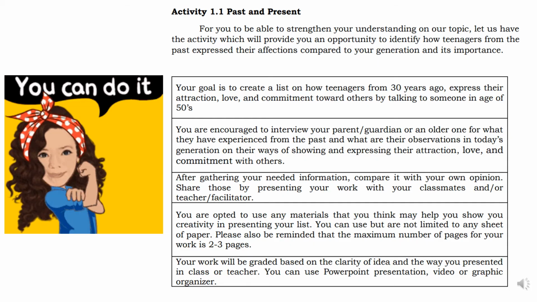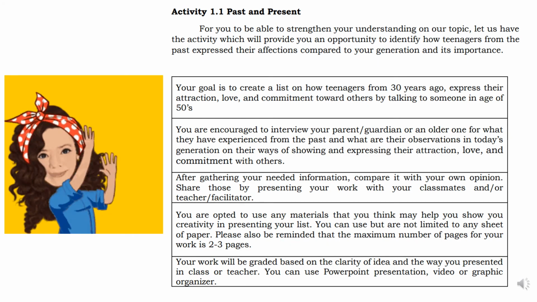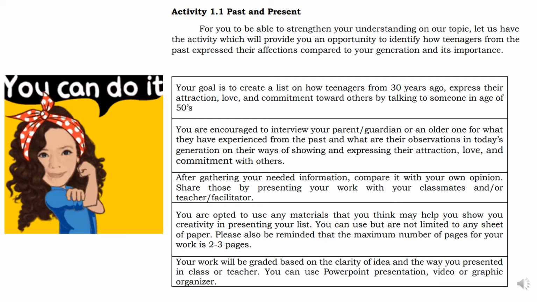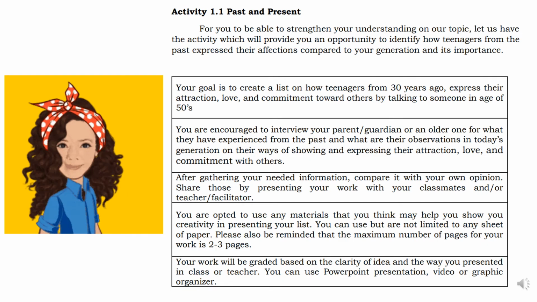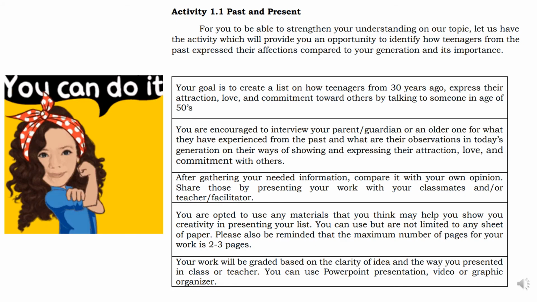Your goal is to create a list of how teenagers from 30 years ago express their attraction, love, and commitment toward others by talking to someone in the age of 50s. You are encouraged to interview your parent, guardian, or an older one for what they have experienced from the past and what are their observations in today's generation on their ways of showing and expressing their attraction, love, and commitment with others. After gathering your needed information, compare it with your own opinion. Share those by presenting your work with your classmates and/or teacher, facilitator.